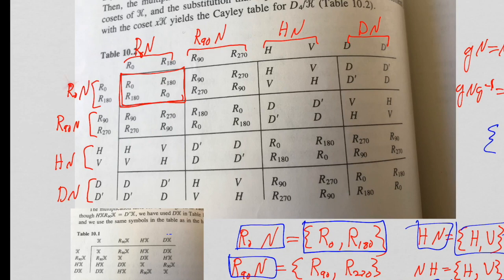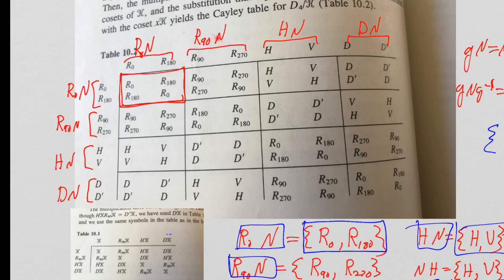R90N times anything in R0N, right? Where R0N is the normal subgroup that all of this flowed from, right? All of these cosets were created based on this subgroup, and this subgroup is normal. But R90N times R0N always gives me back R90N. HN times R0N always gives me back HN. DN times R0N always gives me back DN, right?